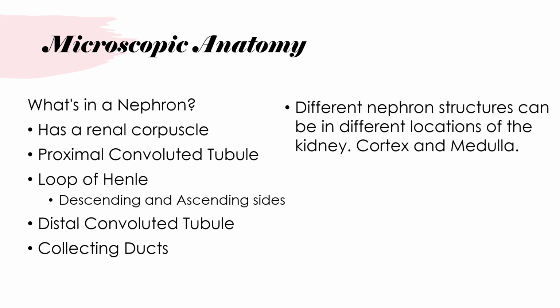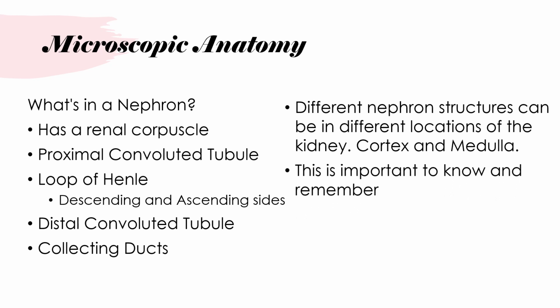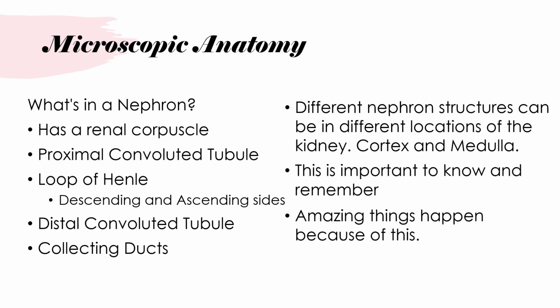Now, different nephron structures are going to be in different locations of the kidney, okay? So, the nephron is going to pass through the cortex and the medulla, okay? And that's very important to remember because we're going to have absorption and secretion take place in different aspects of the nephron, which are in different aspects of the cortex and the medulla. And it's very important to know because certain functions of that nephron cannot take place without being in that certain area.